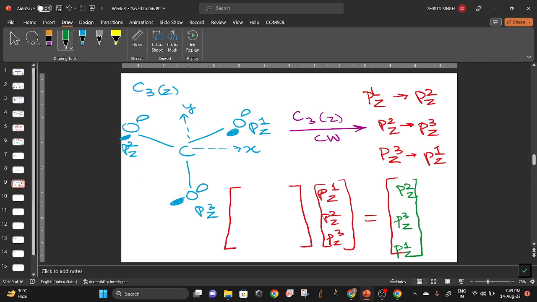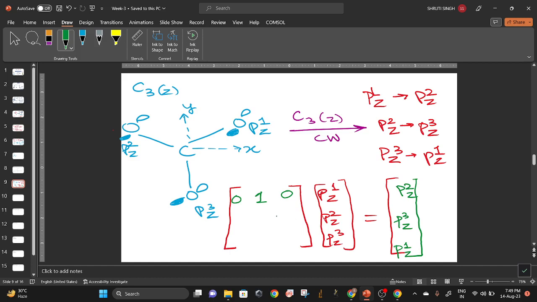So when 1 is becoming 2, the second one should have a positive, not Y. PZ2 should be 1, others should be 0, because there is no mixing. When you multiply, PZ1 into 0 plus PZ2 into 1 plus PZ3 into 0, it will give you PZ2. That's fine. Now similarly for PZ2, how did it get transformed?